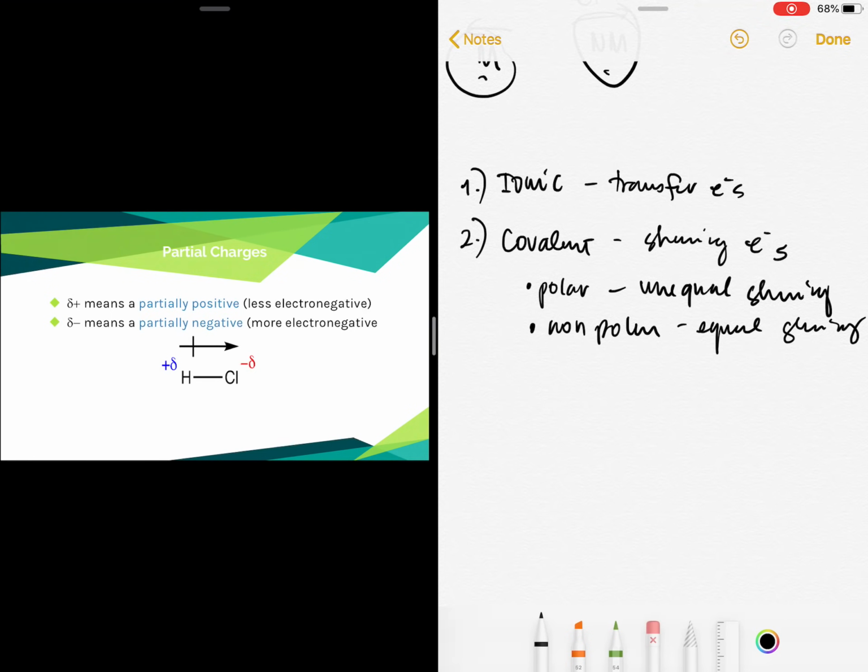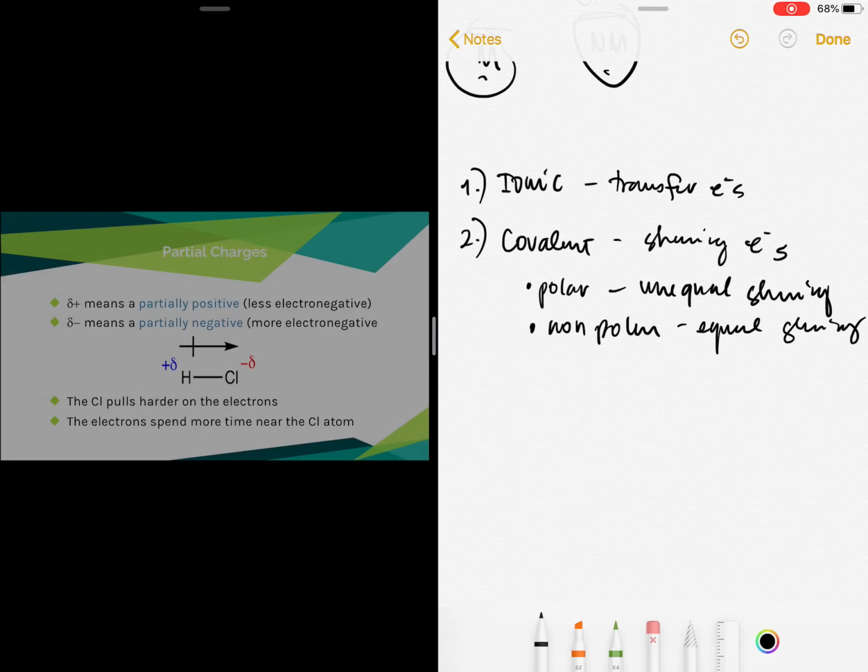So para mas madali kayo, to make things easier for you, if the element is situated at the far right side of the periodic table, it gets the partial negative sign. If it's situated at the far left side of the periodic table, it gets the partial positive sign. So if you assign the partial negative sign to that element, that only means that element is more electronegative than the other. So in this case, the chlorine atom pulls harder on the electrons, and the electrons spend more time near the chlorine atom. Why? Because your chlorine atom is more electronegative than the hydrogen atom.